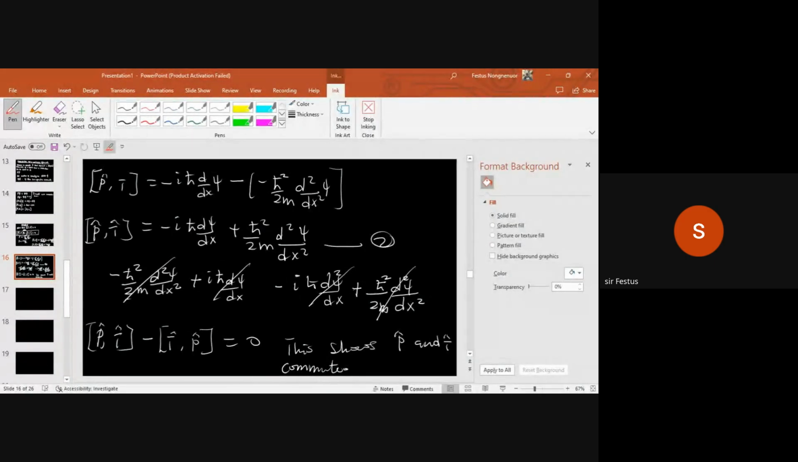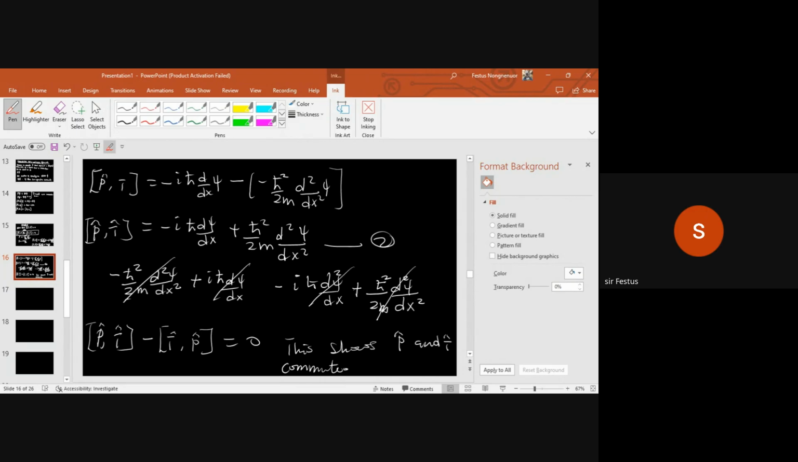So that's the meaning. Which means that when you are looking at these two things, there is no need for you to take the measurement order into consideration. You can first of all measure the momentum before the kinetic energy, or vice versa. So that is how you check whether two operators commute or not.